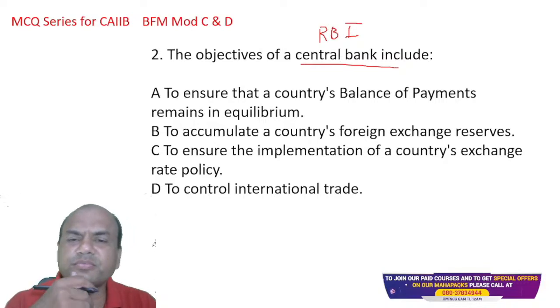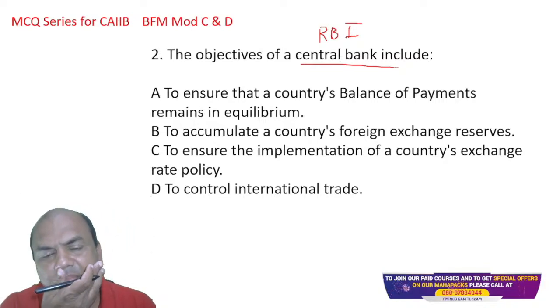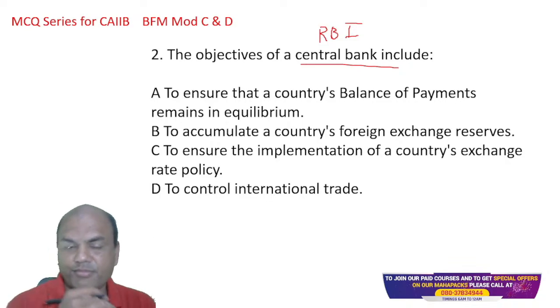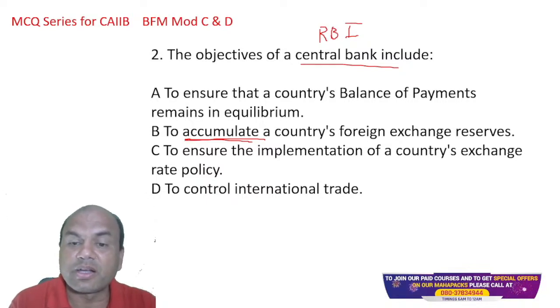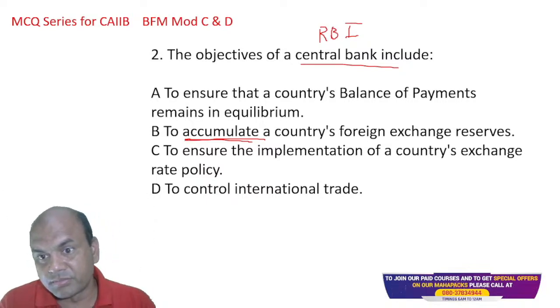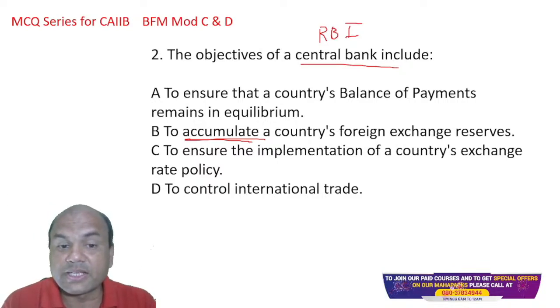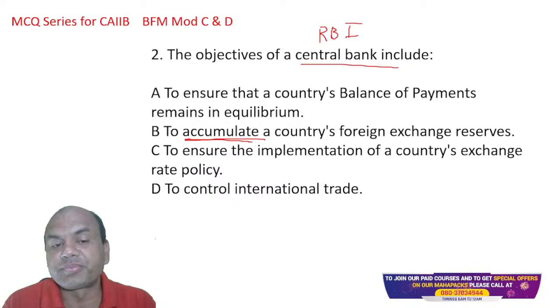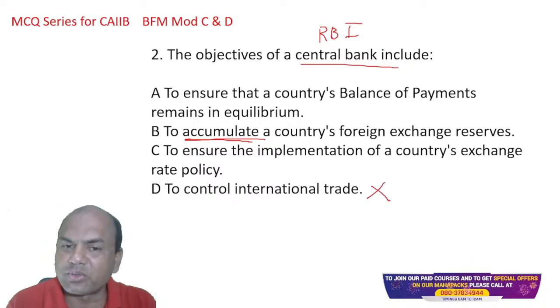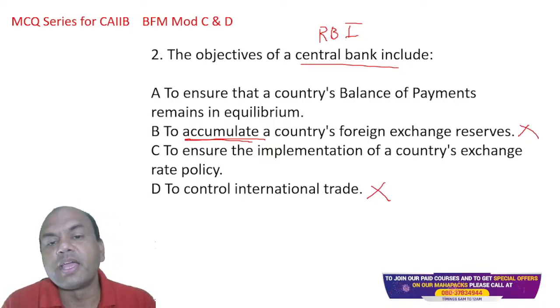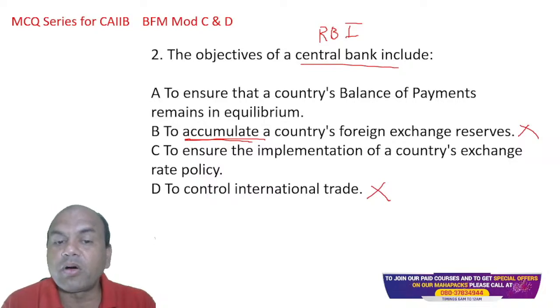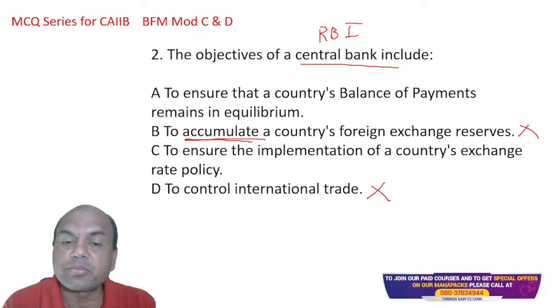What should be the answer? RBI's main role is to ensure the country's balance of payment is in equilibrium. Accumulate foreign exchange reserves. Accumulate means go on accumulating the dollars. And to ensure implementation of the country's exchange rate policy, and to control international trade. See here, nobody can control international trade. That's out. Accumulate is out. Now the question is only between A and C.